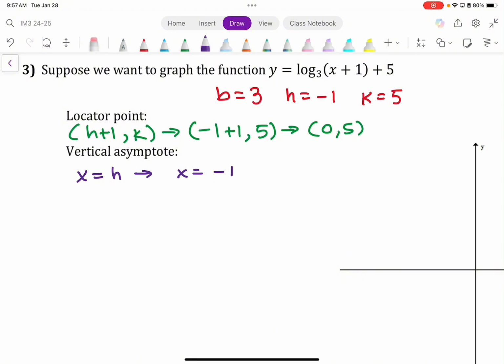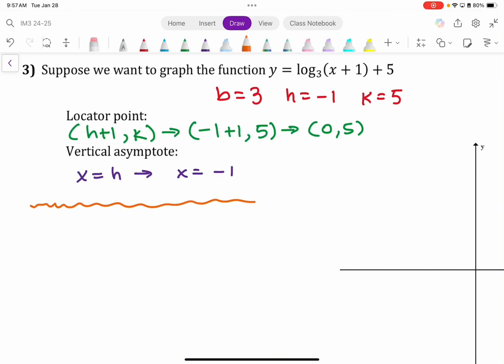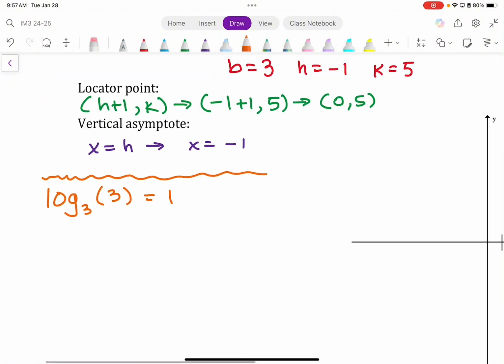So we have one point, which is the locator point. Just like we did earlier, we need a second point. So this is where things are going to get a little more challenging. So follow along in this next section. We know from our work earlier that whenever you take log base of the base, you get 1. So in this case, log base 3 of 3 would give me 1. But there is a little bit of a problem, and that is that our function is not log base 3 of 3, meaning there's a transformation.